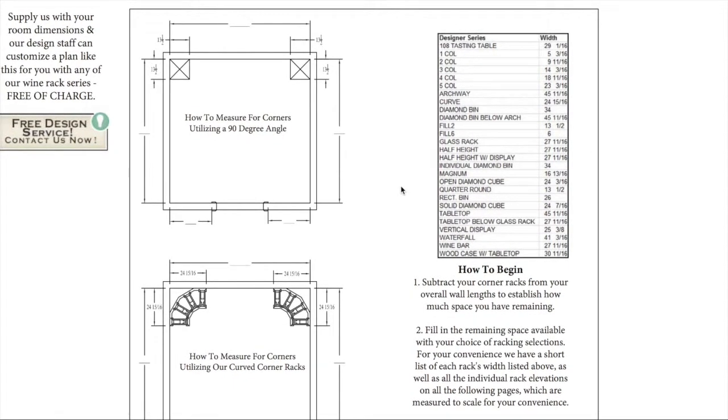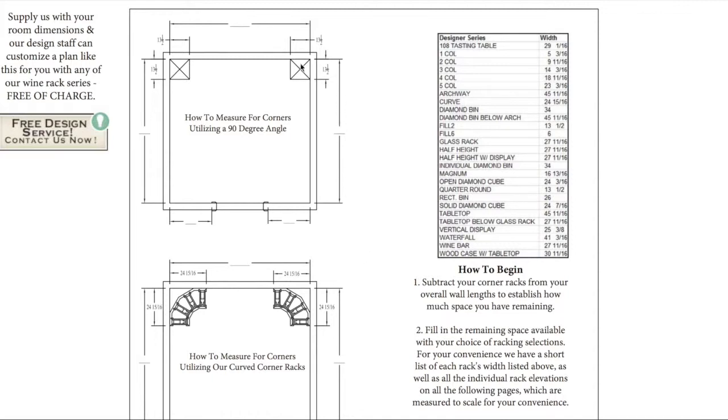Essentially, it's a blank layout guide, printed out. On the left, we have two options for measuring for corners: using a 90-degree angle or using our curved corner racks. There's no better option. It's simply a matter of taste on how many bottles you wish to store in your space, your budget, and how you want it to look.